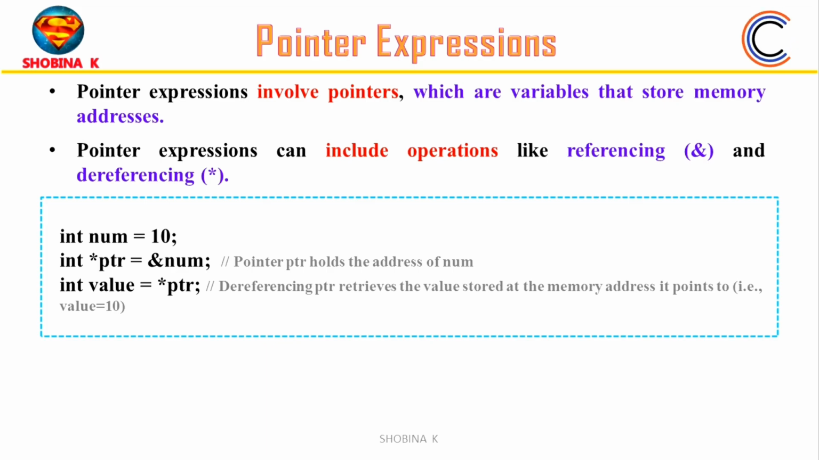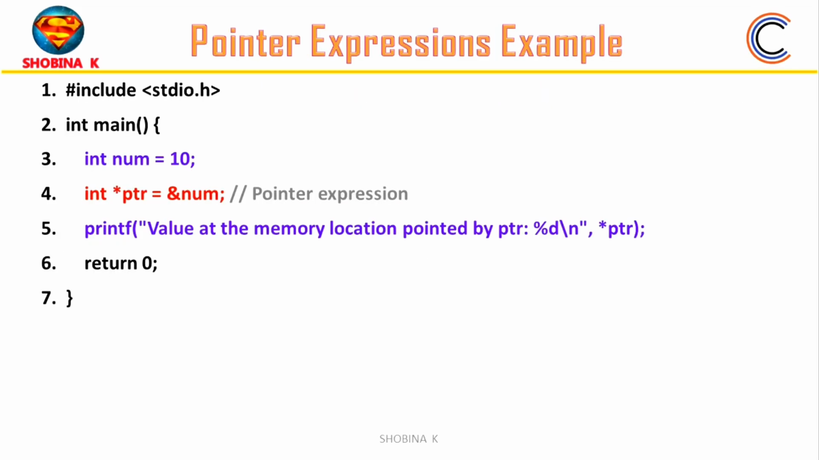Line 3 declares an integer variable named value. The asterisk operator is used to dereference the pointer variable ptr, which means we are accessing the value stored at the memory address it points to. Since ptr holds the address of num, dereferencing ptr retrieves the value stored at the memory address of num. Therefore, the value 10, which is stored in num, is assigned to the variable value. So after these lines of code are executed, the variable value will contain the value 10, which was obtained by dereferencing the pointer ptr.